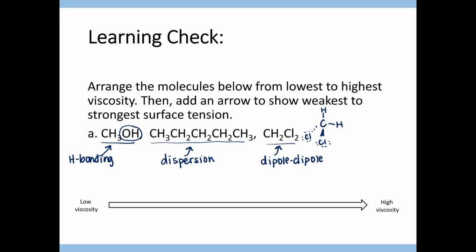Let's start with high viscosity. When you think high viscosity, think syrup. Think something that flows really slowly. With high viscosity, the molecules within the liquid have a strong attraction to each other. So a higher viscosity results from stronger intermolecular forces. So on this continuum, CH3OH would have the higher viscosity because it has stronger intermolecular forces.